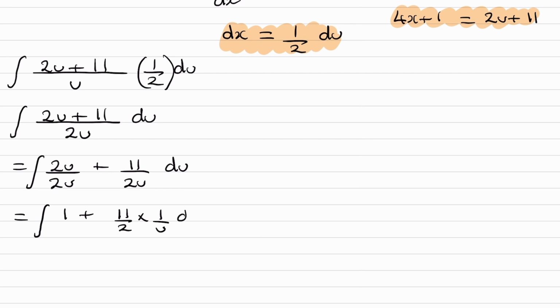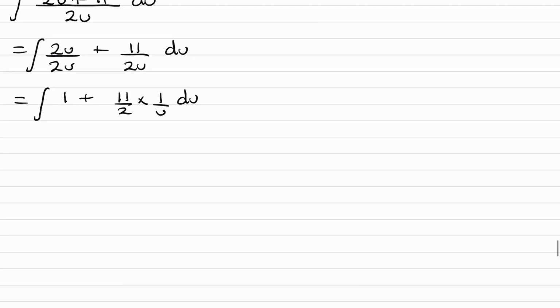1 over u. Just so it's clear, for our next step, the 1 integrates to make u, and for this term, the 11 over 2 times 1 over u, 1 over u integrates to make ln u. The 11 over 2 is just multiplied by it, so that constant just carries through. So the integral of 1 over u is just ln u, and the 11 over 2 is just put in front.